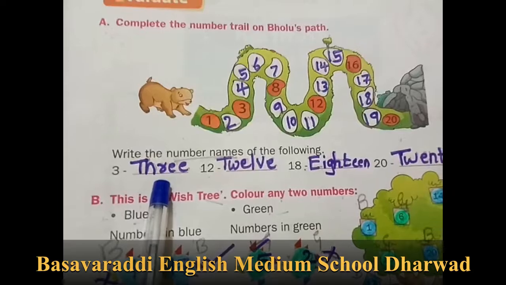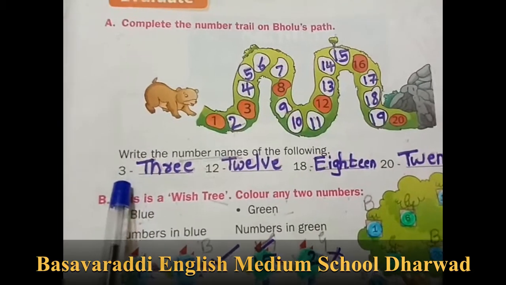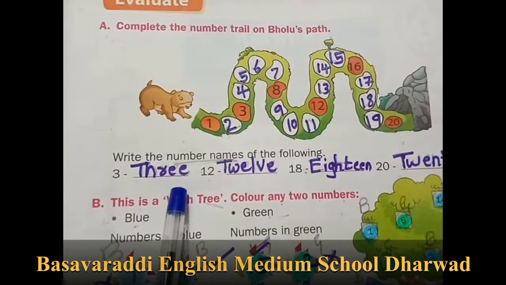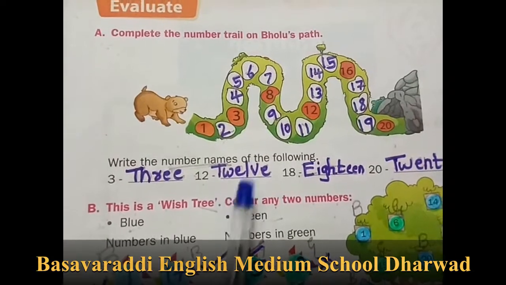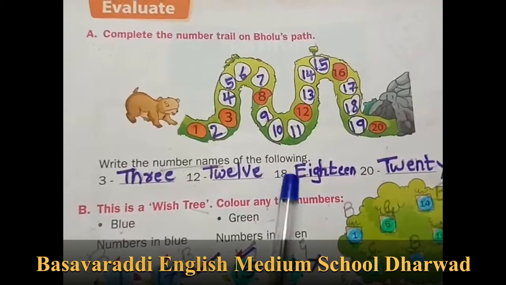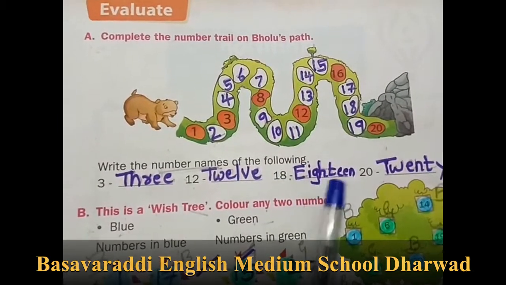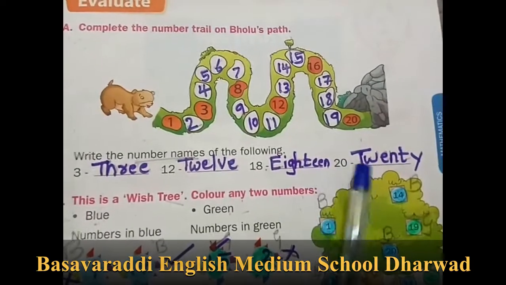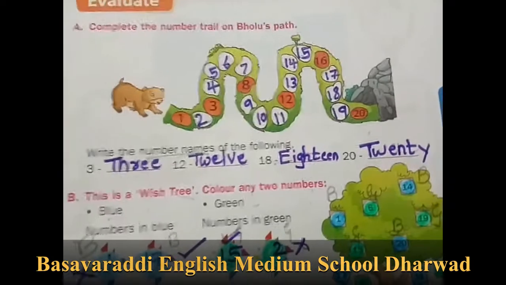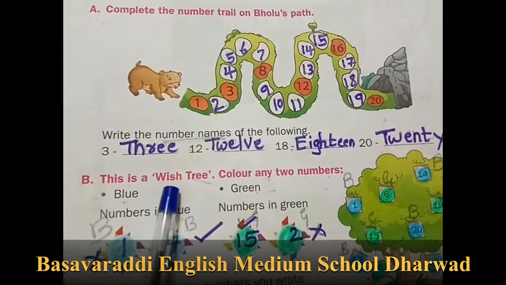Write the number names of the following. We have to write the number names. What is this number? 3. THREE, 3. 12. TWELVE, 12. 18. EIGHTEEN, 18. 20. TWENTY, 20.